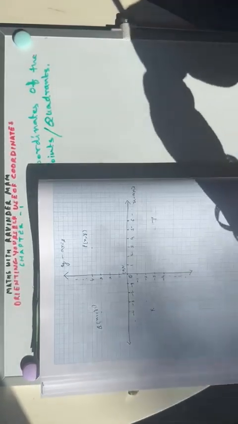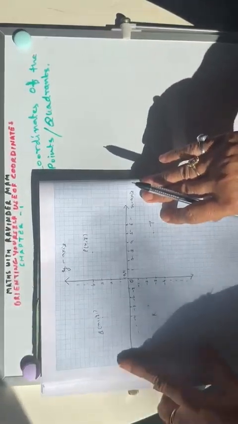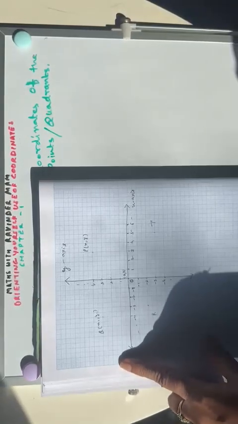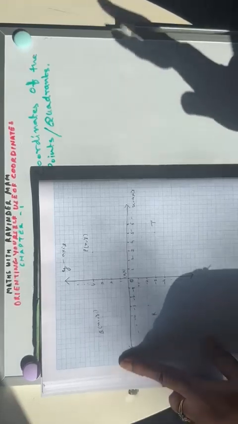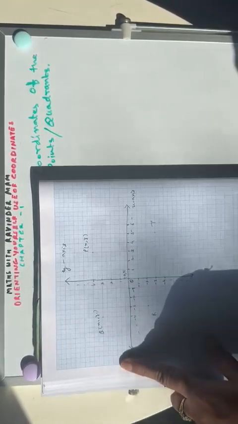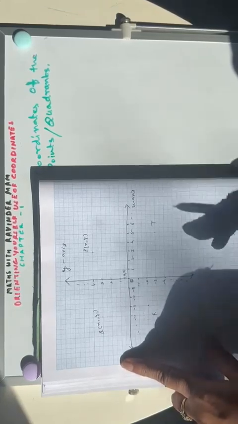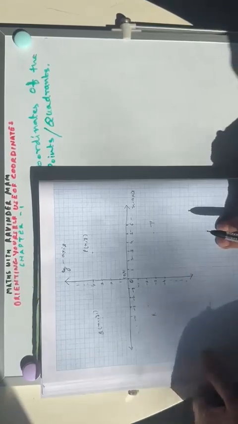Now the question is, if points are given, how can we find their location? Meaning what is the x coordinate, what is its distance from the x-axis, what is the distance from the y-axis. So to find the distance from the y-axis we have to find x, and to find the perpendicular distance from the x-axis we have to find y. For this you must look at this graph here.